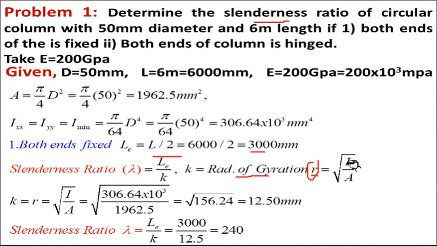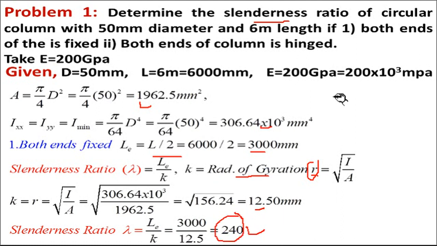Both are same. Under root of I by A. I means moment of inertia that we have calculated here. Area is calculated here. You take the ratio of that, you will get the value of K, that is 12.5. That is the value of K, radius of gyration. LE means effective length, that is 3000 here. 3000 by 12.5, you will get slenderness ratio as 240.